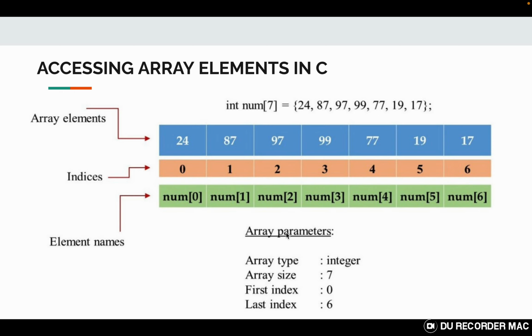Okay, now if you see the parameters here, the array type is integer. We have declared an array of type integer. The size of the array is 7 because it is holding up to 7 elements. The first index is 0 and the last index is 6. The last index is always the size minus 1. So whatever the length of the array, minus 1 would be the last index of the array. This is one point you need to note down.